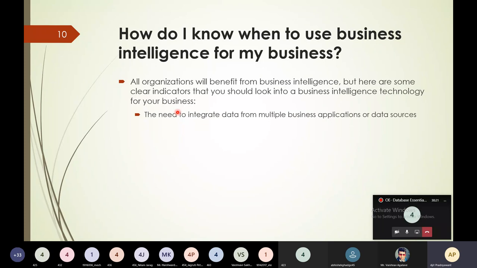The first indicator is the need to integrate data from multiple business applications or data sources. If your business is going to access data from multiple data sources, then keep in mind you need to use business intelligence. Once you gather the data, there must be software which will help you to retrieve meaningful information from your data. In that case, business intelligence comes into the picture.